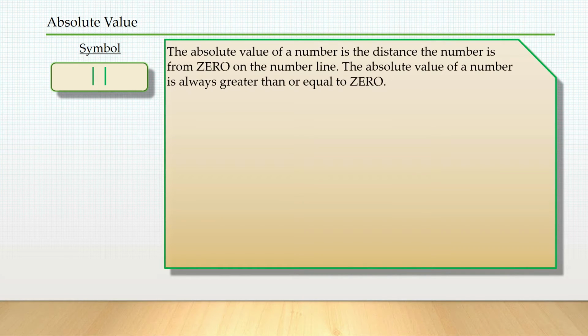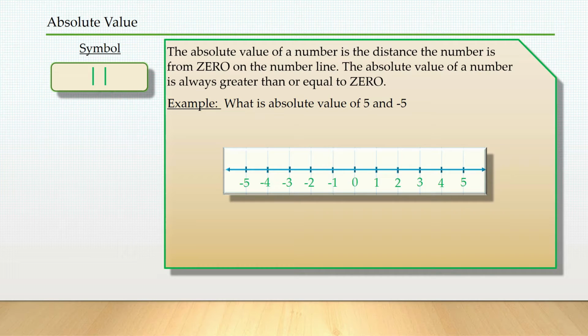Absolute value. The absolute value of a number is the distance the number is from 0 on the number line. The absolute value of a number is always greater than or equal to 0. Let's find the absolute value of 5. You can see that the distance from 0 to 5 is 1, 2, 3, 4, 5 units. So the absolute value of 5 is 5.